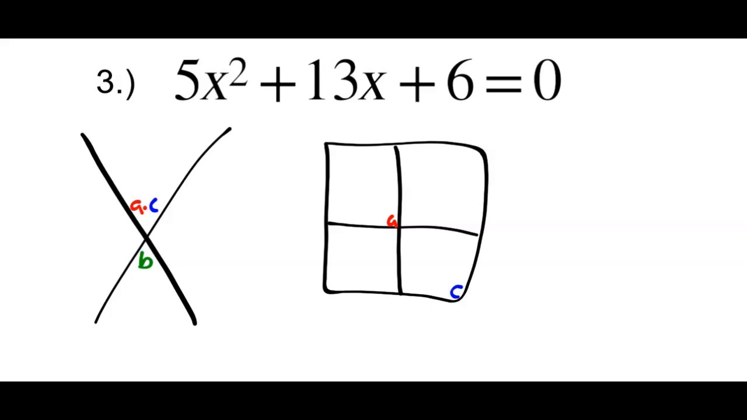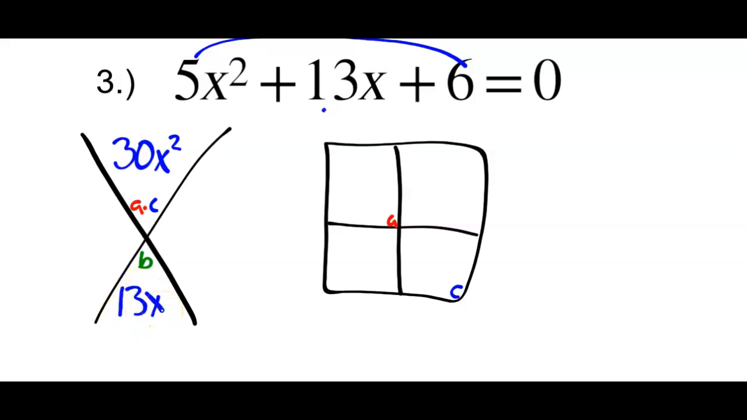Now, most of the time when we've done our A times C, we have had a 1 in front. But it doesn't change anything. This is still going to be A times C, which is now 30x squared. Okay? My B is going to be 13x.